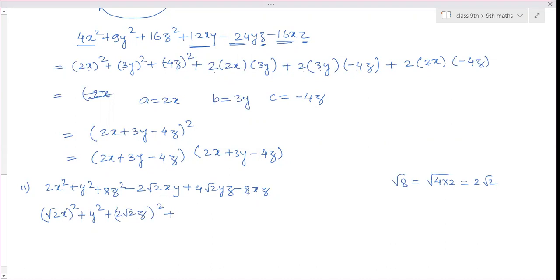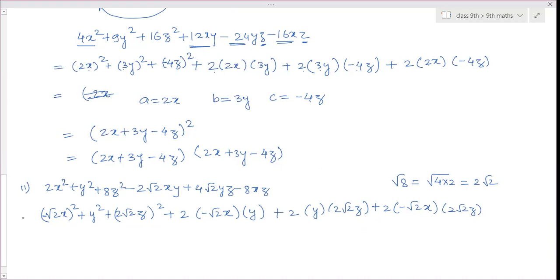Now next part we have to write here which term is negative. 2 root 2 xy, this is a negative term, and the last term is minus 8xz. Which is the common variable here? x is common, so the value of x is negative. So minus root 2x whole square. In 2ab form: minus 2 into root 2x into y, plus 2 into bc, 2 into y into 2 root 2 z, plus 2 into ac, minus root 2x into 2 root 2 z. Is it right?